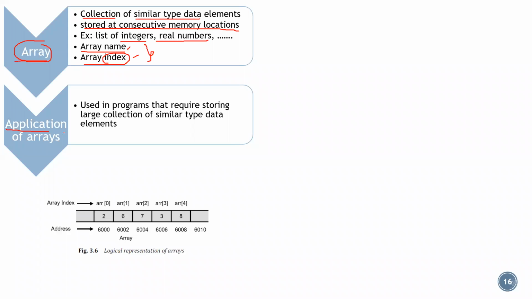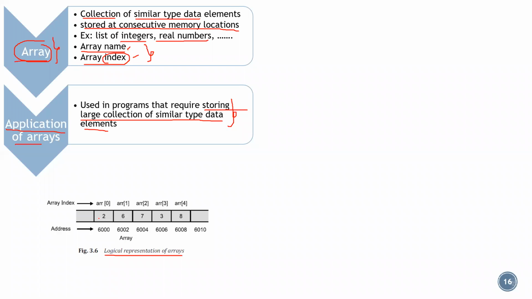So let us talk about the applications of arrays. Since we need to store the data in consecutive memory locations, and all the data will be of similar data type, it finds its usefulness in storing a large collection of similar data types. If they are dissimilar, then I cannot go for an array. So if you want to store information of similar data type, then we can go ahead with an array. Now, this is the logical representation of arrays.